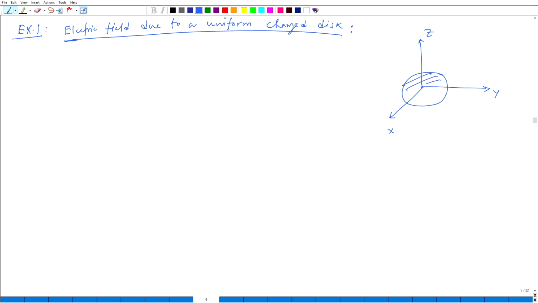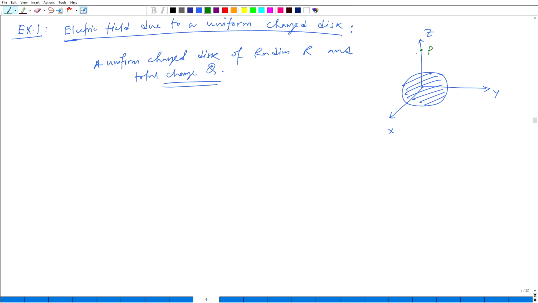So, this is the charged disc, a uniformly charged disc of radius r and total charge capital Q. We calculate the electric field at a point P, at a distance z from the origin.